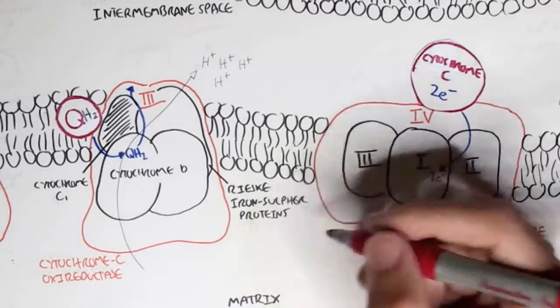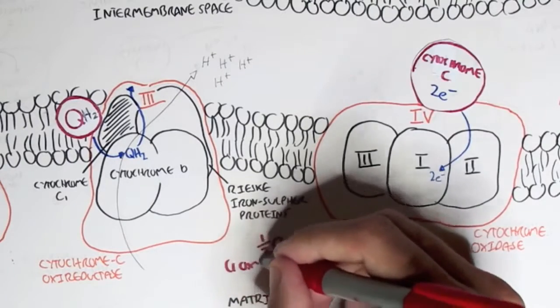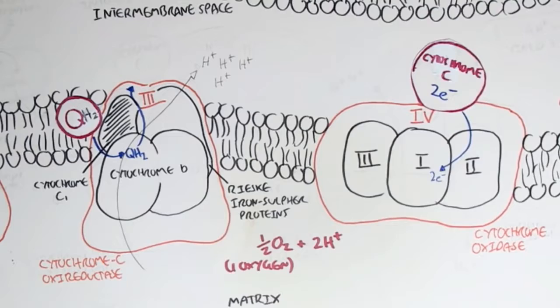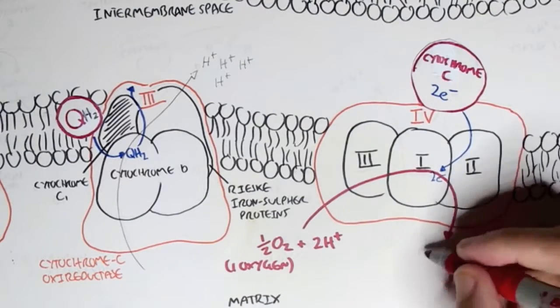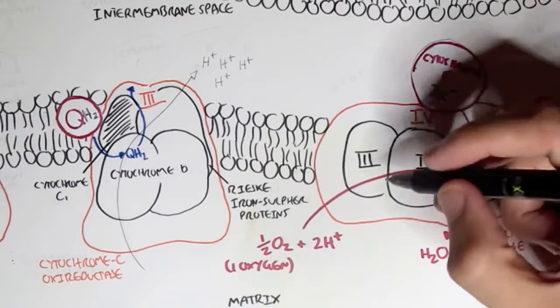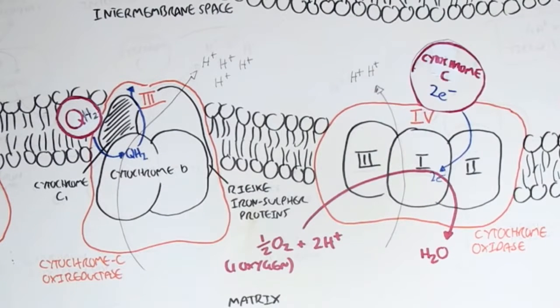And as it gives the 2 electrons to complex 4, cytochrome oxidase will then, with the 2 electrons, reduce half an oxygen, which is essentially 1 oxygen atom, with 2 hydrogen ions to form 1 water molecule. And also during this process, cytochrome oxidase, complex 4, will pump 2 hydrogen ions from the matrix into the intermembrane space.